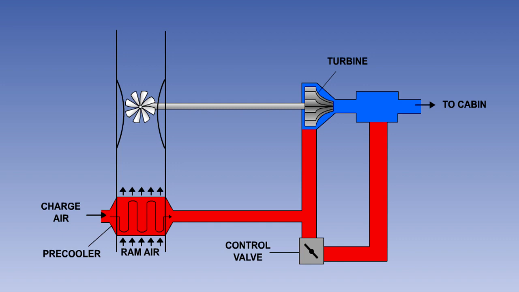The engine delivery pressure must be higher than for the other systems, and the turbine must be capable of higher speeds to achieve the necessary pressure drop.